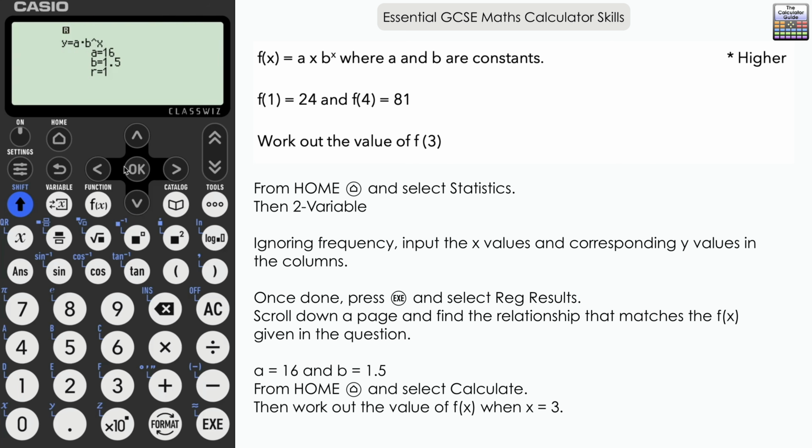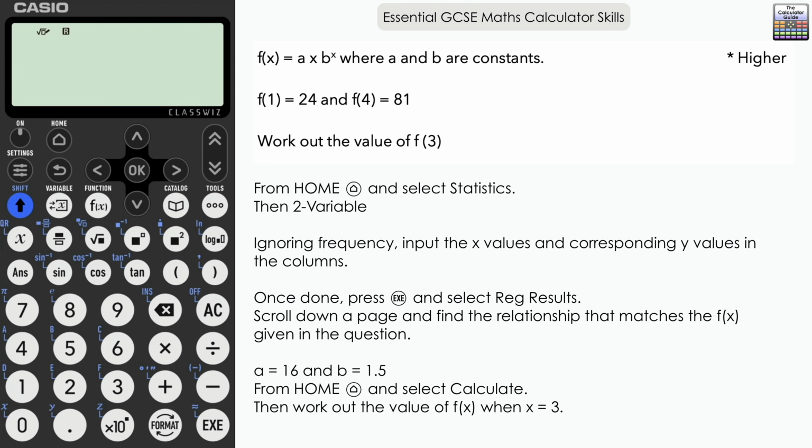What we're going to do is just move to the home menu and go to calculate and work out what that would be now with an x value of 3. So a value was 16 times 1.5 to the power of 3. And press execute. And there we have the value 54.